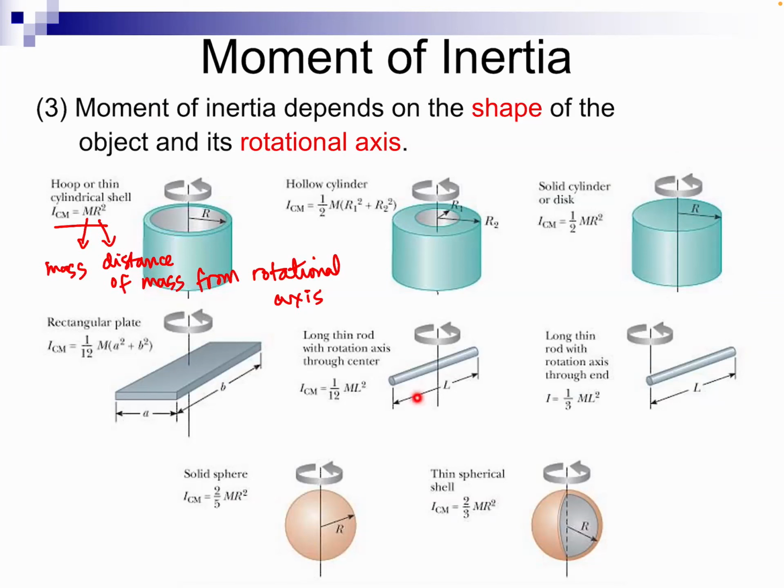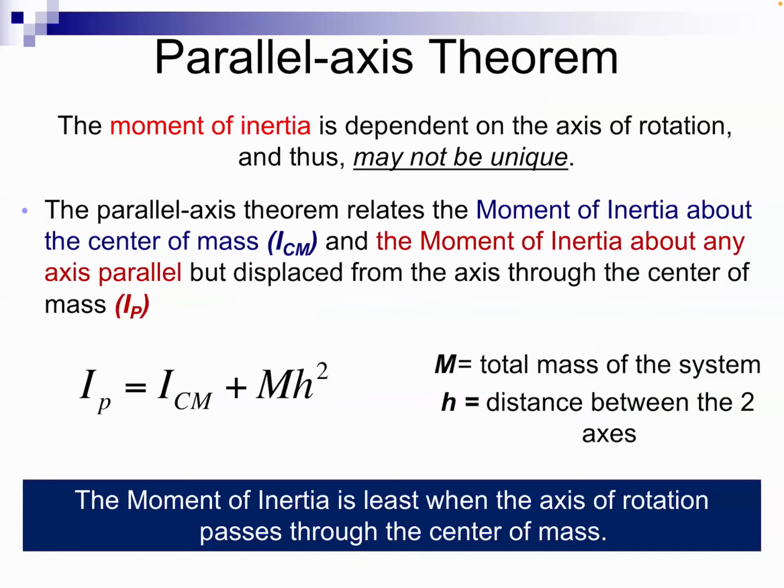What I will point out here is, let's look at these two rods. There's one rod here, where the axis of rotation is at the middle of the rod. For this other rod, the axis of rotation is chosen to be at one end of the rod. Notice how the equations for the moments of inertia of these two rods are different. This just illustrates that the moment of inertia is not unique. It depends on the axis of rotation.